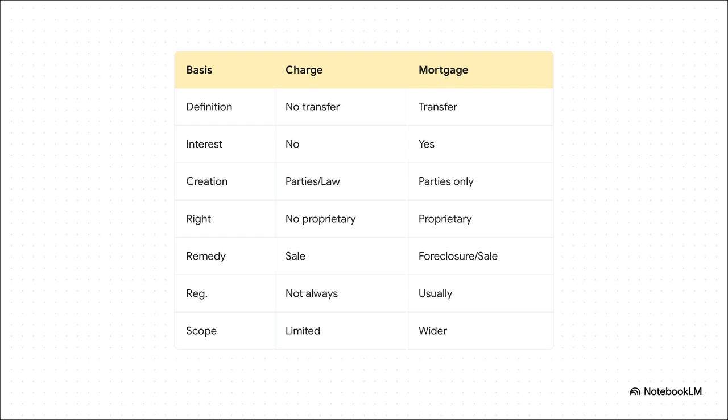Fourth, right and property. A charge gives no proprietary interest. A mortgage creates an interest in the property. Fifth, remedy. A charge allows only sale through court. A mortgage allows foreclosure or sale. Sixth, registration. For a charge, it is not always required. For a mortgage, it is usually required. Seventh, scope. A charge has a limited scope. A mortgage grants wider rights.